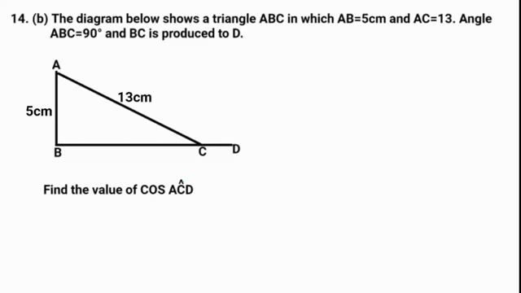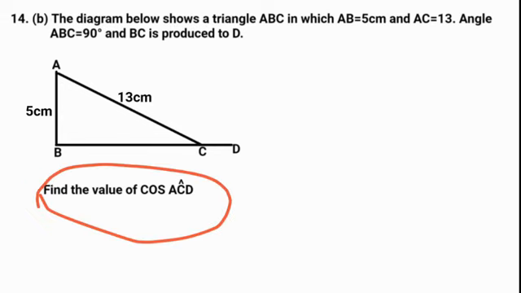Question 14b was as follows. The diagram below shows a triangle ABC in which AB is equal to 5 centimeters and AC is equal to 13 centimeters. Angle ABC is equal to 90 degrees and BC is produced to D. The question is: find the value of cosine of angle ACD.